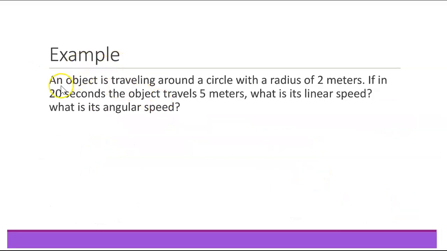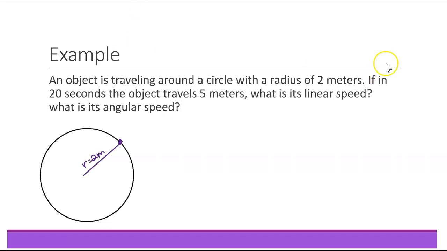In this example, we have an object traveling around a circle with a radius of 2 meters. If, in 20 seconds, the object travels 5 meters, what is its linear speed? What is its angular speed? So we don't need to draw the picture here, but let's go ahead and do it anyway, just to really think about what's happening. We have this object on a circle with a radius of 2 meters.